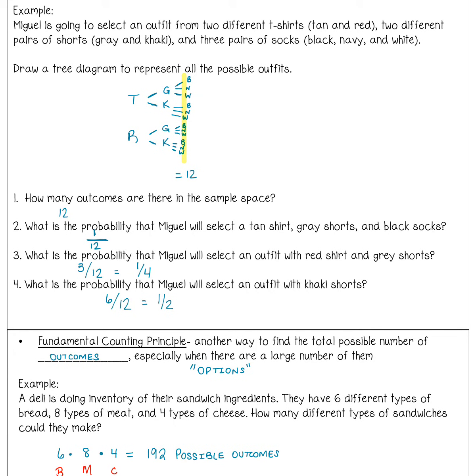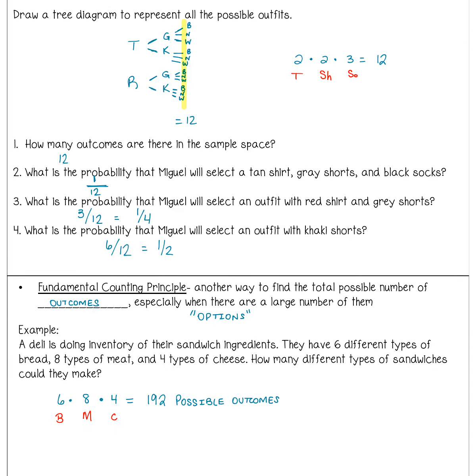So Miguel was able to choose from 2 shirts. Those are his tees. He was able to choose from 2 shorts. His breeches. And Miguel had 3 pairs of socks. 2 times 2 is 4, times 3 is 12. So, with 12 possibilities, it wasn't that big a deal. But if I had 192 of them, the fundamental counting principle is going to be huge. So when you have options, fundamental counting principle. This concludes page 2.